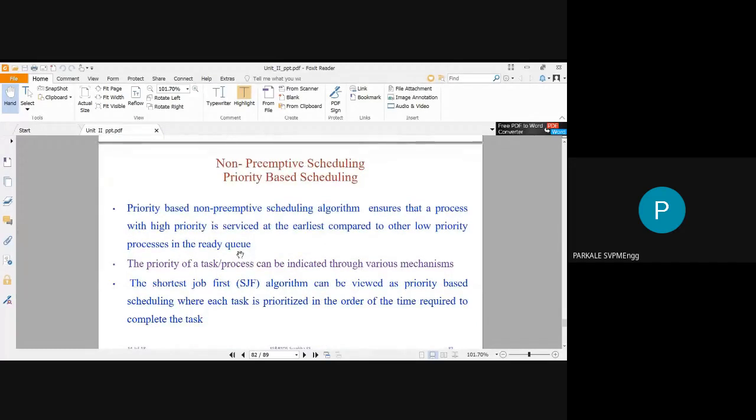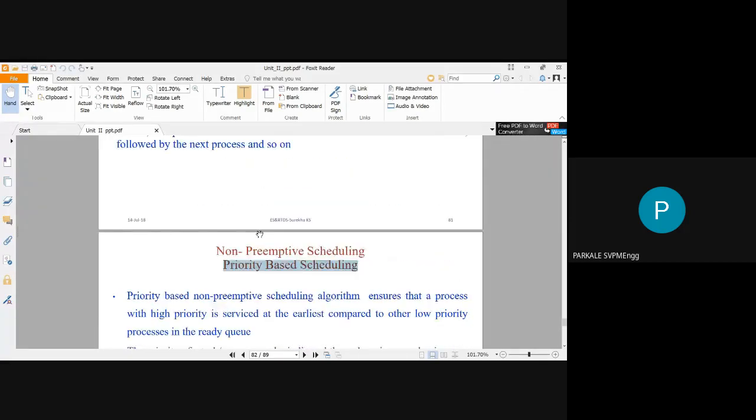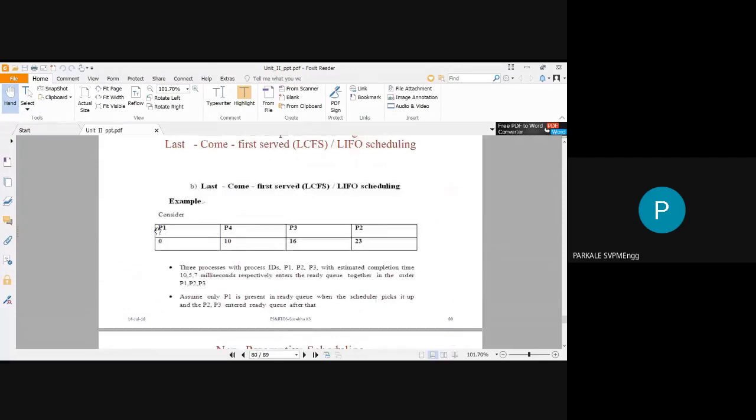We have the last one. The last scheduling algorithm is priority-based scheduling. So what is priority-based scheduling? It's again very simple. I will take the same example. I have four tasks: P1, P2, P3, P4. Let my priority for these tasks be that P1 has the highest priority, then P2, then P3, and then P4.